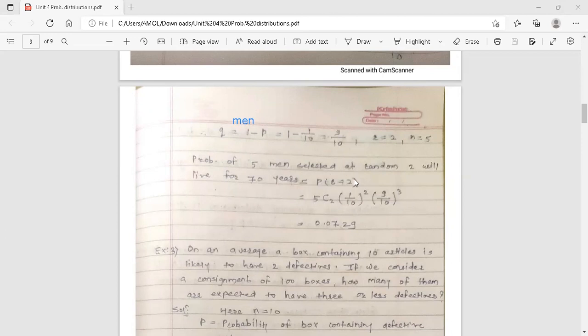Using a calculator, you can easily calculate this value, 5C2 combination into 1 by 10 raised to 2 into 9 by 10 raised to 3, and the calculated value is 0.0729. So this is the probability that of 5 men selected at random, 2 will live for 70 years. This is your answer. So using binomial distribution, you can calculate the value easily.